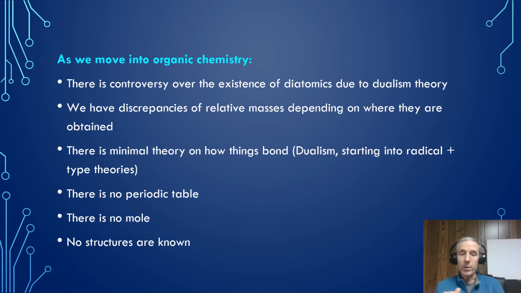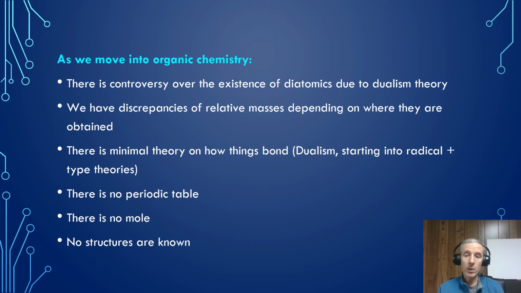At this point, there's no bonding theory other than dualism, and maybe a couple of other organic chemistry bonding models. There's no periodic table, so we have Berzelius's list of elements, but there's no periodicity. There's no mole for another 100 years. It wasn't until right before the 1900s that the mole comes about, and we don't know anything about structure. So these are all the things that we don't have at our disposal to do analysis.